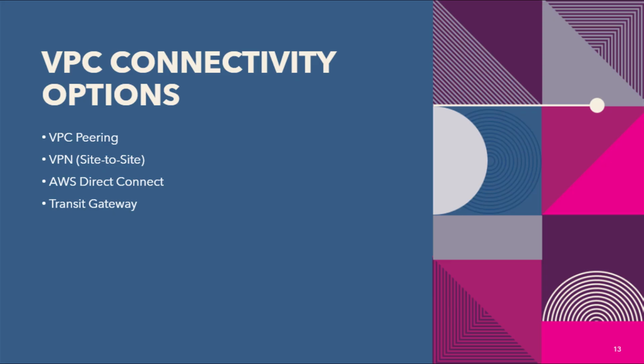VPC connectivity options. There are multiple ways to connect VPCs. VPC peering for VPC to VPC connection. VPN for secure communication with on-premises. Direct Connect for dedicated private connection. Transit Gateway for large-scale networking.